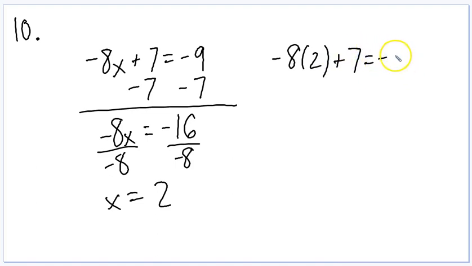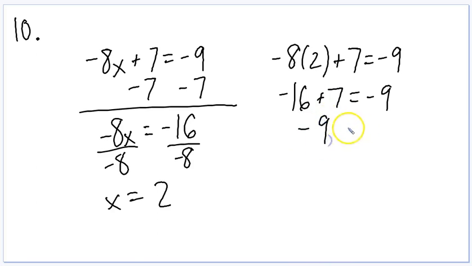We've got negative 8 times 2 plus 7 equals negative 9. So negative 8 times 2 is negative 16, plus 7 equals negative 9. Negative 16 plus 7 is negative 9, and that equals negative 9. There it is. Moving on to the next question.